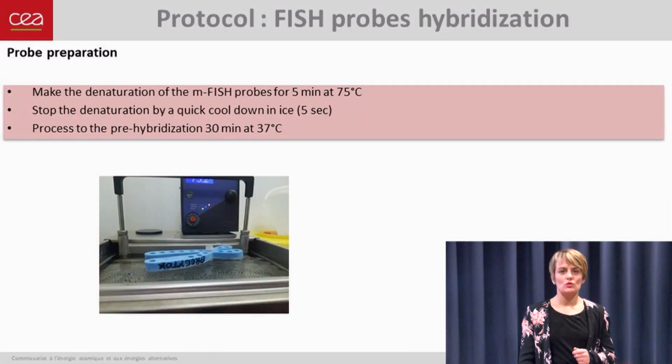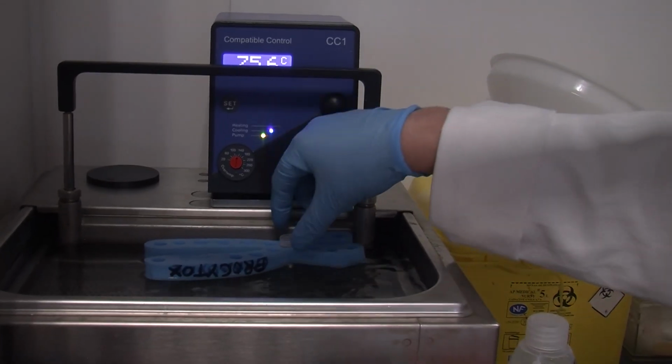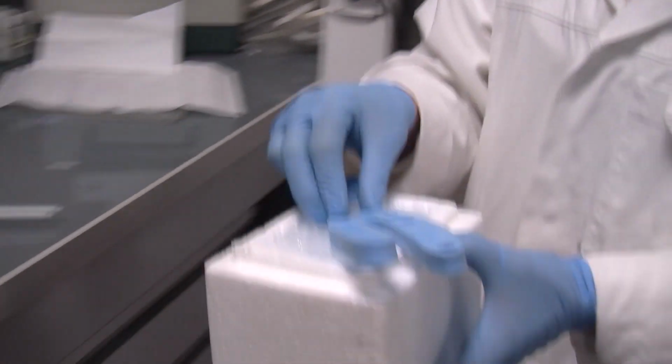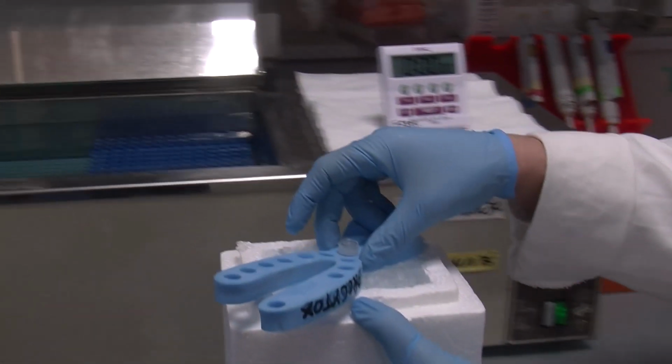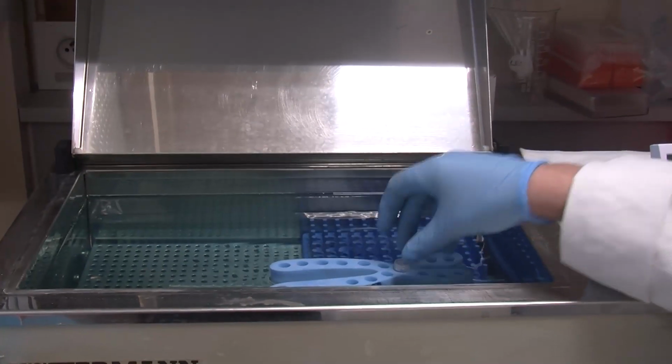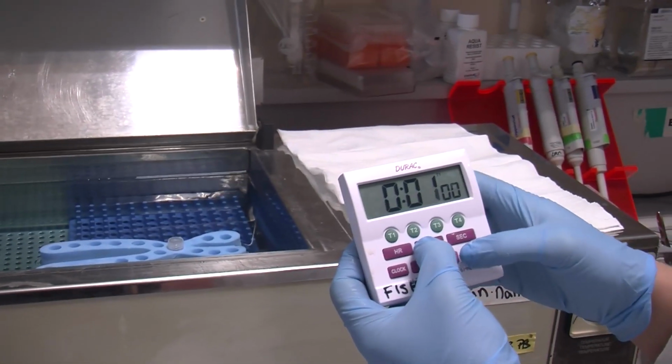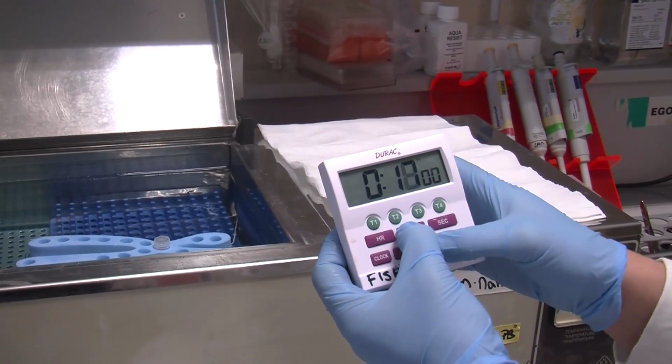The second thing to do is to prepare the M-FISH probes. You have to calculate 15 microliters per slide. The denaturation consists in heating the probe solution for 5 minutes at 75 degrees. After 5 minutes, we stop the denaturation by placing the tube in ice for a few seconds. Then we transfer it to the 37-degree water bath for 30 minutes to provoke the pre-hybridization.